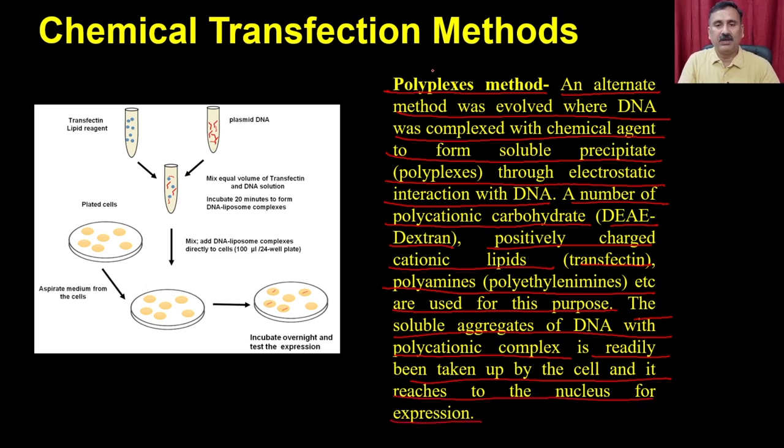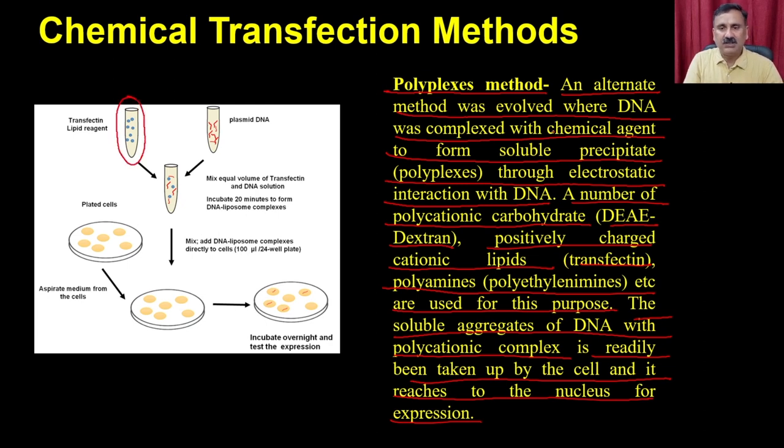So in a polyplexes method, instead of using calcium phosphate, you are going to use a material which makes a soluble precipitate with the DNA. In this category you can use DEAE dextran, or positively charged lipids, or polyamines. All of these are going to make a complex with DNA. These complexes are going to be soluble in nature, and that's how they are going to be taken up by the cell.